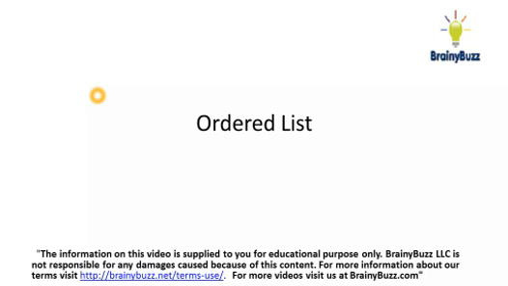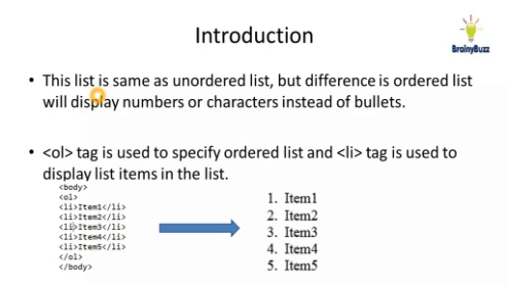In the unordered list, we have seen the list of items displayed, but only with bullet points. Sometimes we want to write numbers, like when writing the steps of a particular method, as in baking or cooking: step 1 you have to do this, step 2 you have to do this. So to write your items in sequence, we use the ordered list. The OL tag is used to specify the ordered list, and the LI tag is used to display the list items.